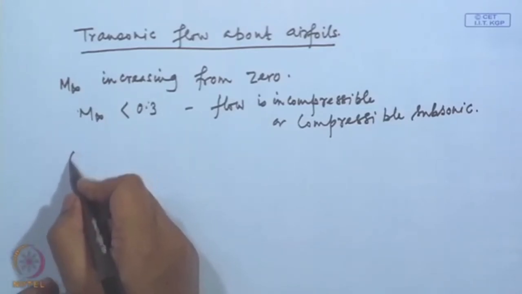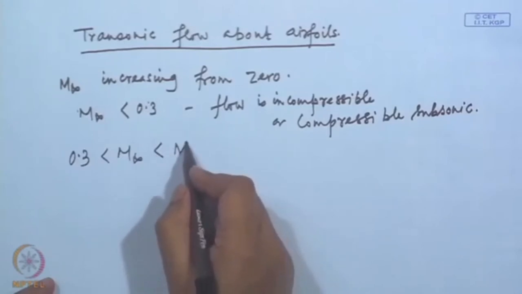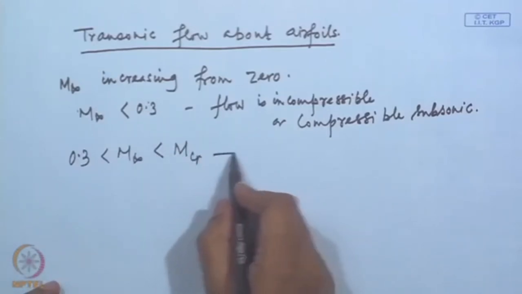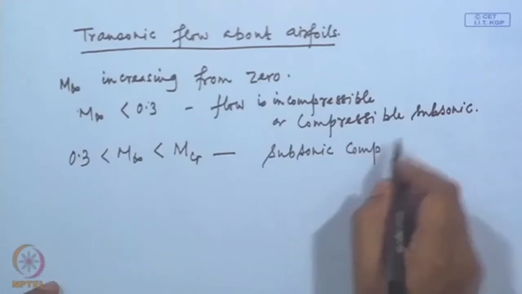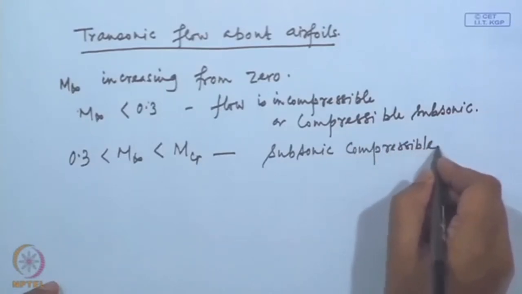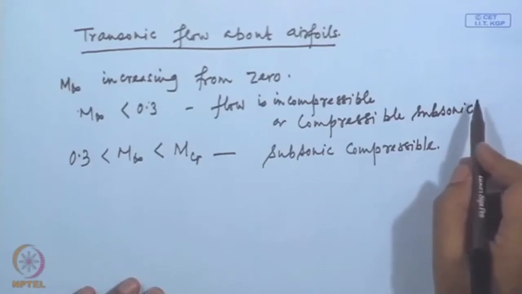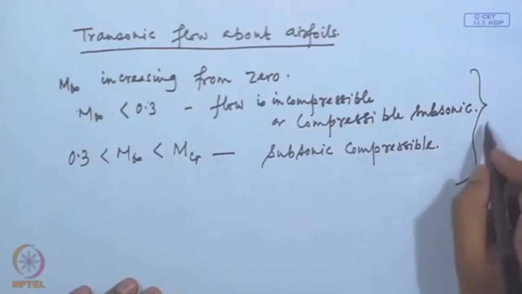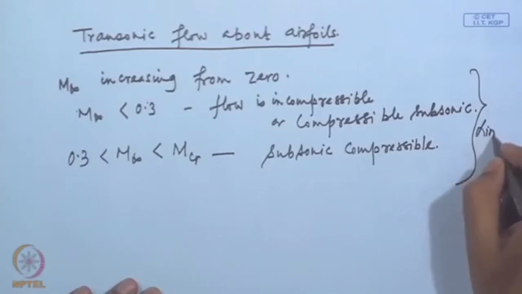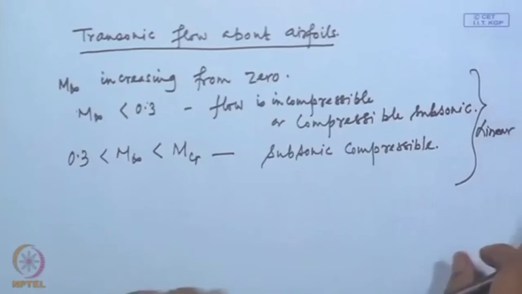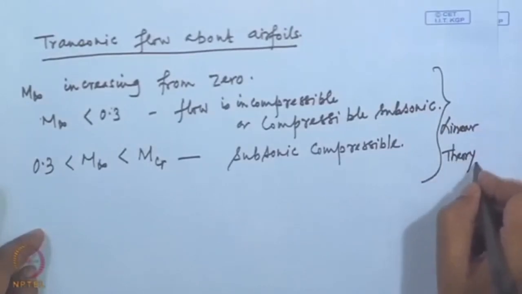Then, say we will call this M critical. Subsonic compressible. And both can be analyzed by linearized theory, linear theory, or even the linear similarity rule.